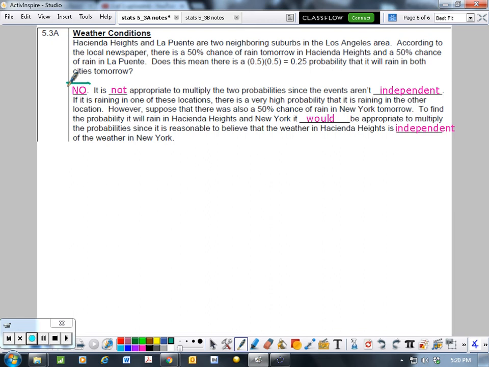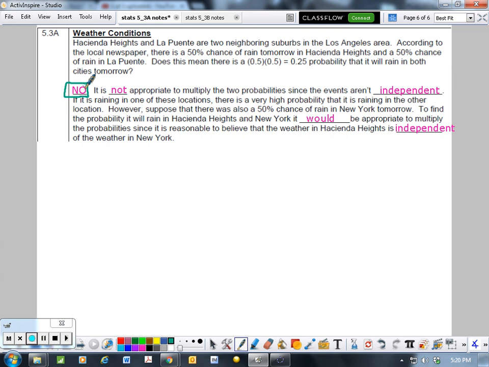And the reason why it is not appropriate to multiply the two probabilities is that the events are not independent. Because they are so close to each other, the weather in one will affect the weather in the other town. And so we just can't mathematically do that because there is no independence.